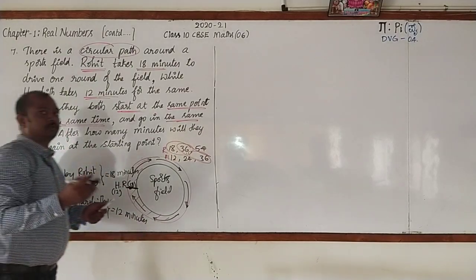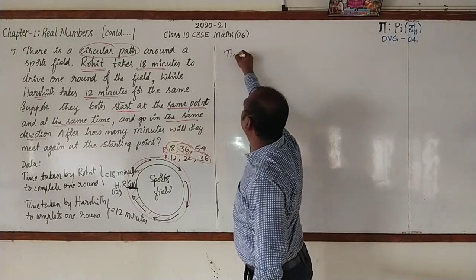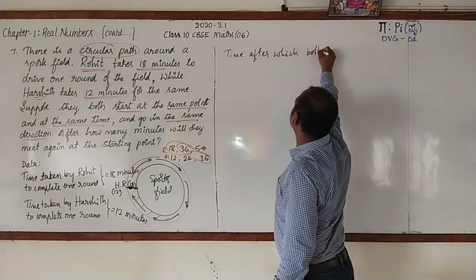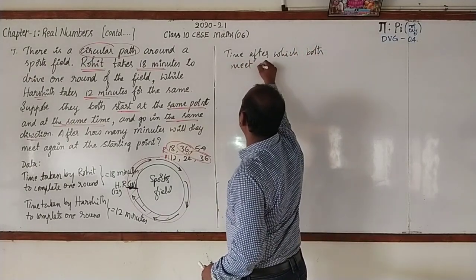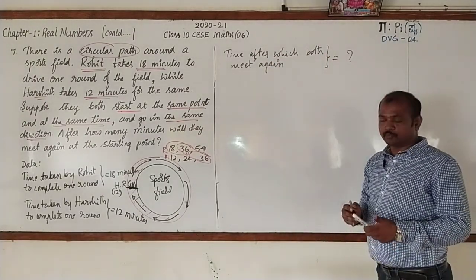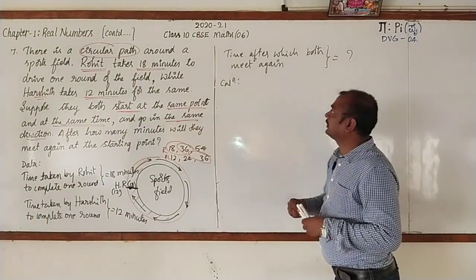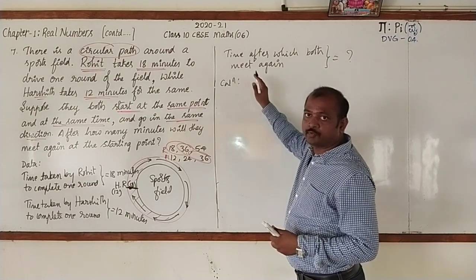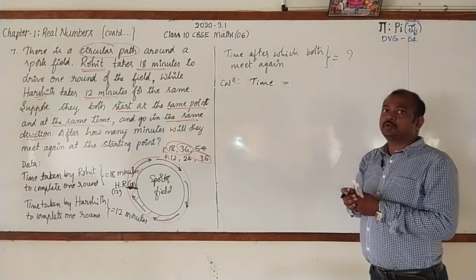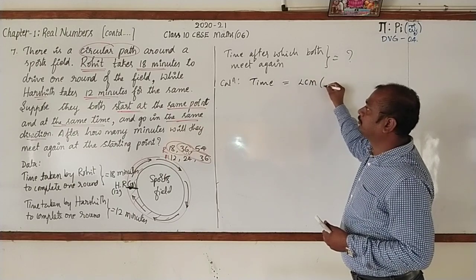The time after which both will meet again. Here I'll write: time after which both meet again at the same point, it is going to be found out. Then calculation. As we know, here you are going to find out the LCM. I'll write just time to be found out, after which both will meet again. It is the LCM of both the numbers.